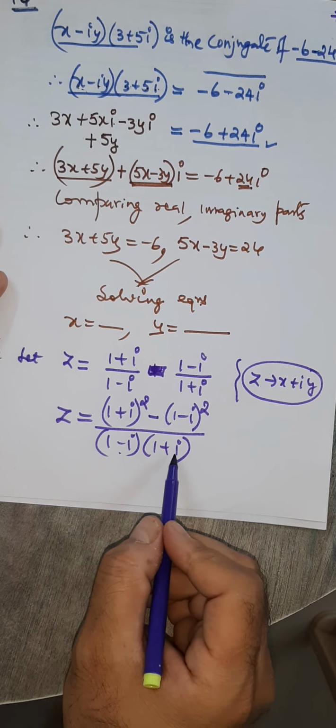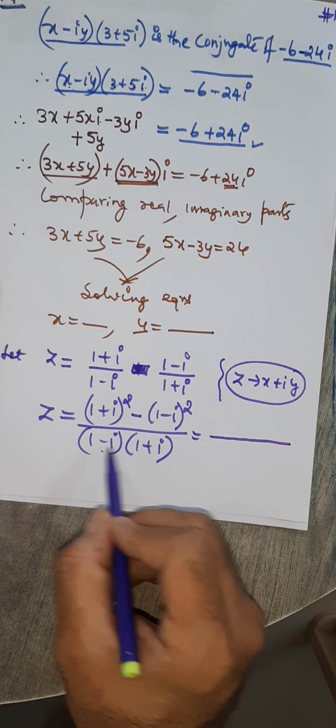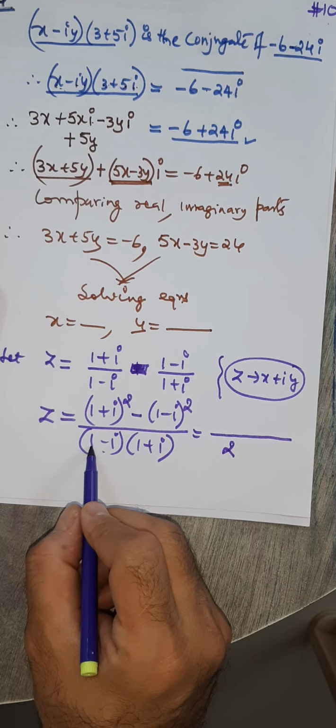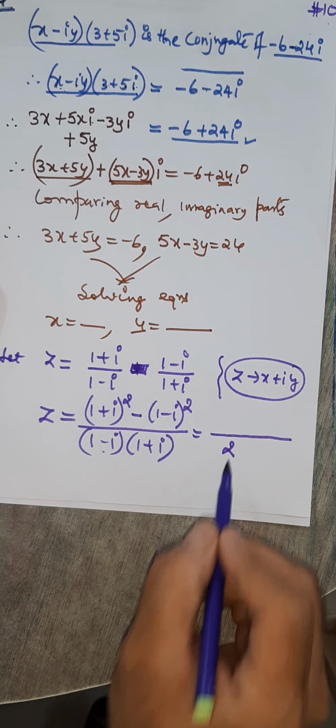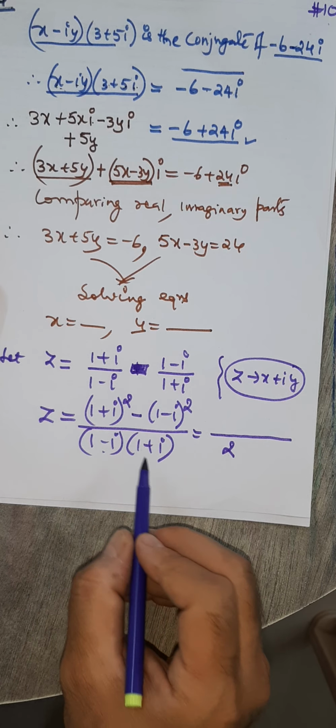This is z into z bar. So your denominator is just x square plus y square, that is 2. 1 square plus 1 square. X square plus y square. You just open the bracket, you will get 2. Or this is z into z bar, which is x square plus y square.